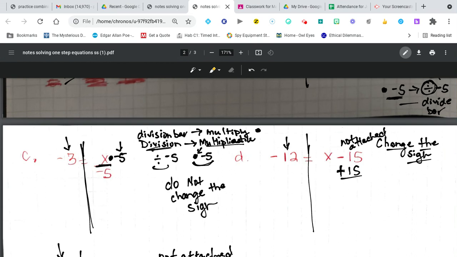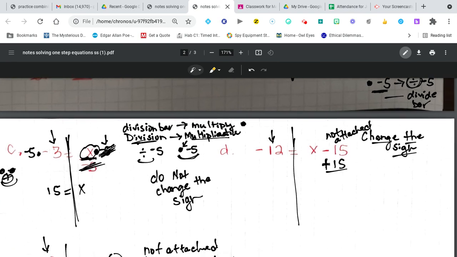So if I multiply, remember using a little dot for multiplication. If I multiply on the right side by -5, I got to multiply on the left side by -5. And for multiplication and division, use your smiley face. -5 times -3 is positive 15. I need to go down a little bit. And these are going to cancel out, and I'm just left with x.